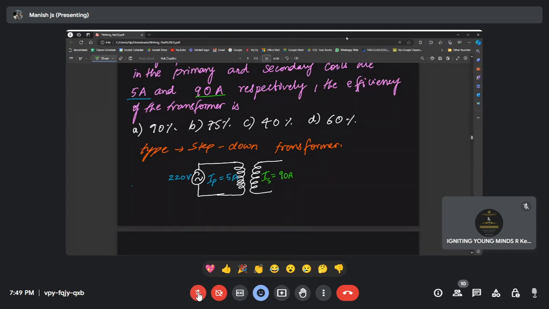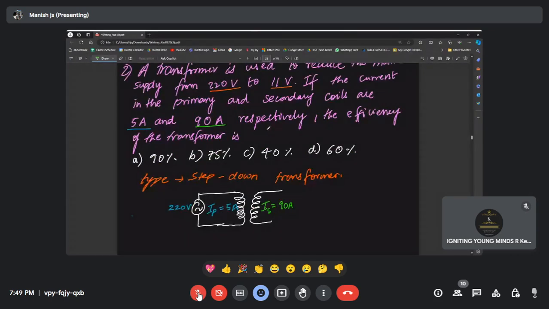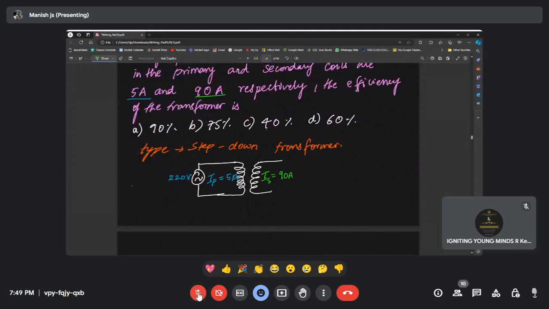One more piece of data is also given. They're telling you that voltage is reduced from 220 to 11 volts. That means the voltage across the secondary is also given. 220 is nothing but the primary voltage, so we can write it as VP. Now I'm writing VS as the secondary voltage, which is 11 volts. When you depict the question like this, it is easier for us to understand the given data, and when you illustrate, things become much clearer.